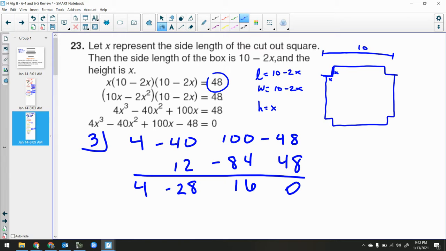I multiply everything out on the left side. I set it equal to 48, and then I got to subtract it over in the end. And now where am I getting this 3? I get it from the graph. So if you need to, go ahead and verify it on the graph. You see that it does cross through at 3. And this is what I get left over, 4x squared minus 28x plus 16.